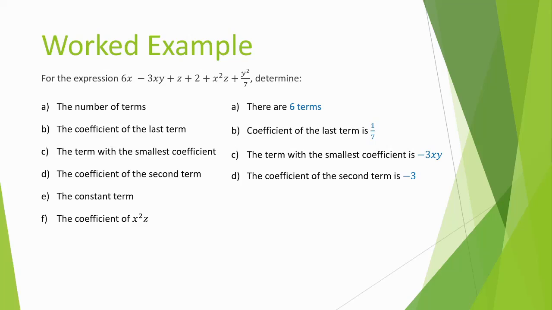The constant term in this one is 2, because it's there by itself without any other variables or pronumerals attached to it. And finally, the coefficient of x squared z is 1. If there's no number before a pronumeral or a variable, it is just the number 1. We don't write it because we are being efficient. We don't have to write that number 1 in front.